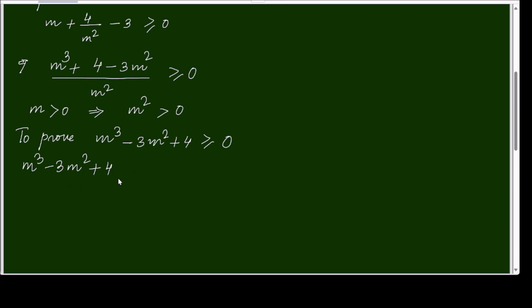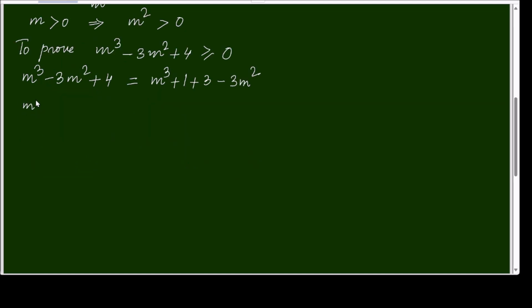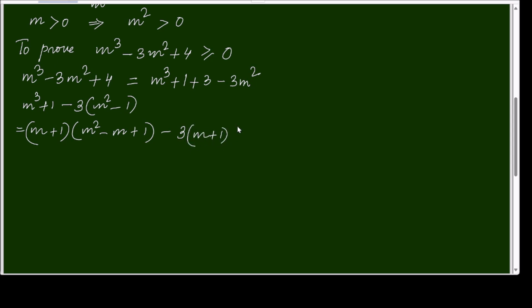I'll write this as m cube plus 1 plus 3 minus 3m square. I split 4 as 1 plus 3. So now m cube plus 1, and here if I take minus 3 common, it will be m square minus 1. Now factorizing m cube plus 1, we know that it is m plus 1 multiplied by m square minus m plus 1, and m square minus 1 can be factorized as m plus 1 into m minus 1.